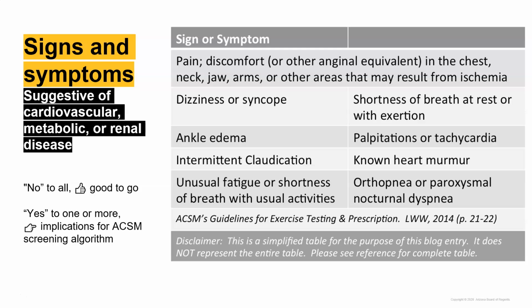The ACSM provides you with a list of signs and symptoms suggestive of cardiovascular, metabolic, and renal disease. This is an example of a generic table describing each one, but you would need to explain in simple terms what each sign or symptom refers to. Instead of what is written here, you might ask your new client if they have chest or arm pain, experience fainting, have unexplained ankle swelling, unexplained lower leg pain, lose their breath with light activity, lose their breath without moving, feel like their heart flutters or have a resting heart rate greater than 100 beats per minute, have been diagnosed with a heart murmur, or lose their breath when they're lying down or sleeping.